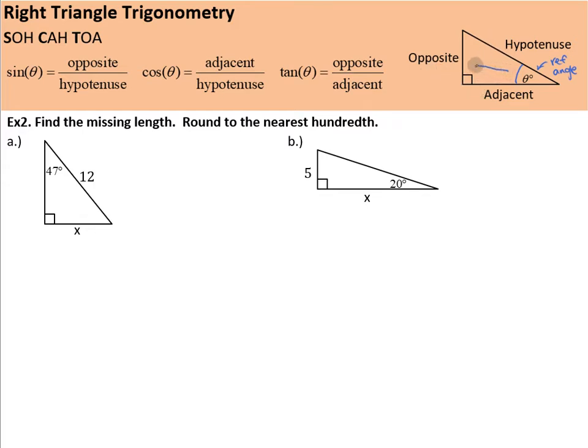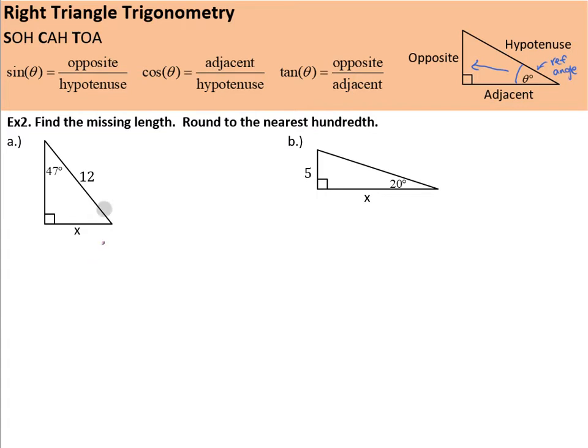So the side opposite is either across from our angle, or it's the only side that angle does not touch. The hypotenuse is always opposite the right angle, and it's always the biggest length in our right triangle. And adjacent just means next to. So in other words, this is the side that's next to our angle, but not the hypotenuse.